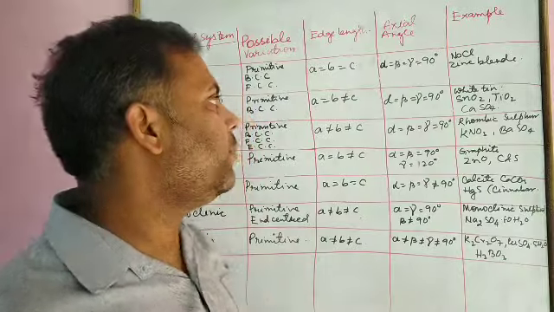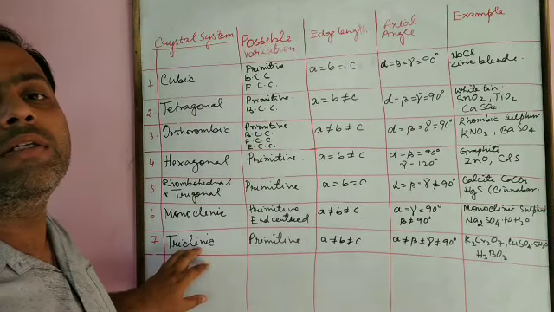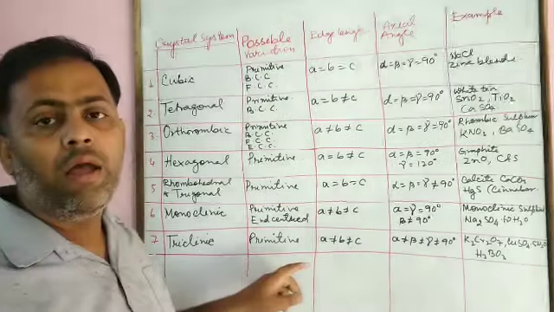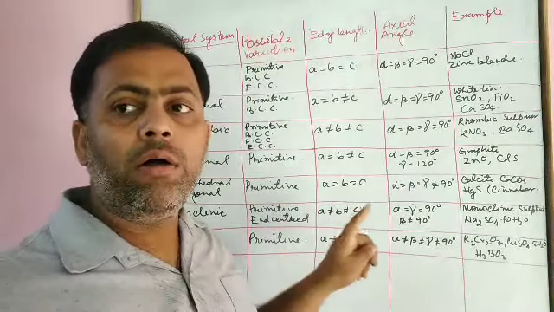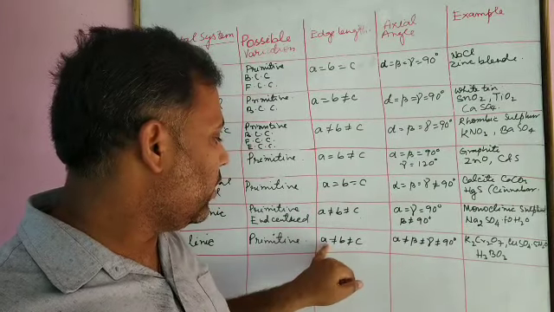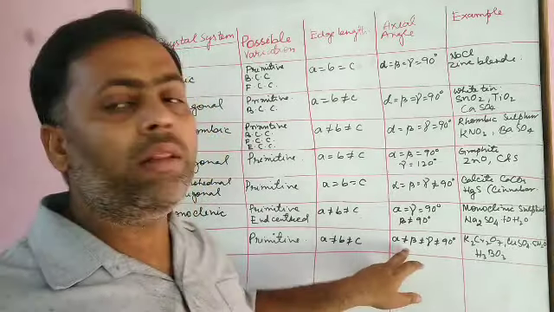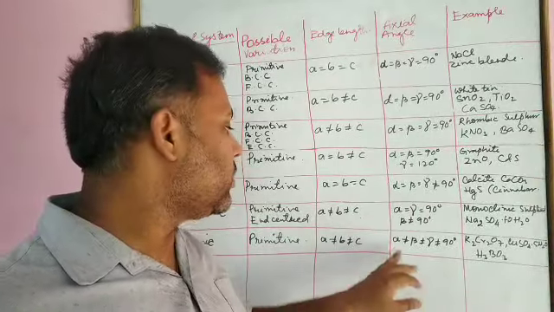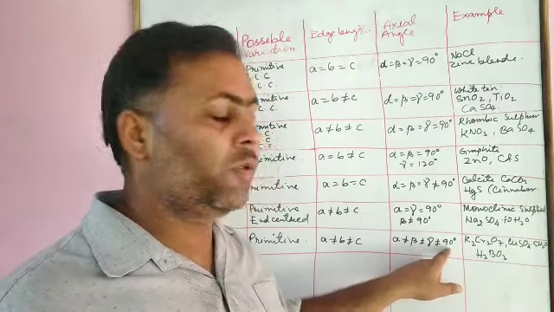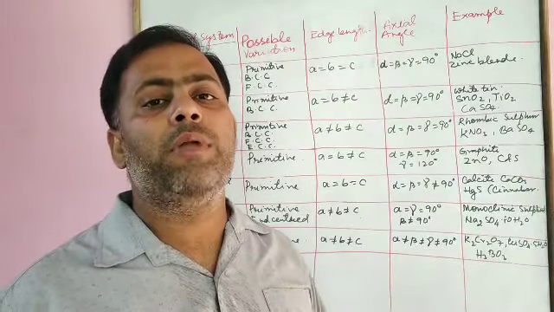The next one is zinc blende. Next, we will discuss triclinic. In case of triclinic, it occurs in primitive, in which all the sides are unequal. A is not equal to B, not equal to C, and all the angles are not equal. It means alpha is not equal to beta, not equal to gamma, not equal to 90 degree. We have a good example, potassium dichromate.